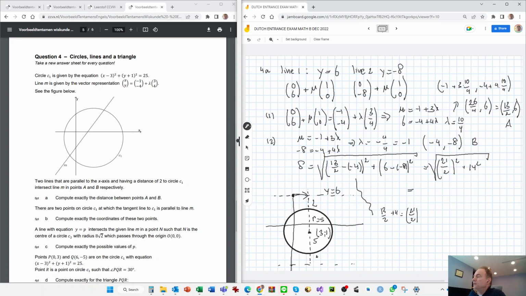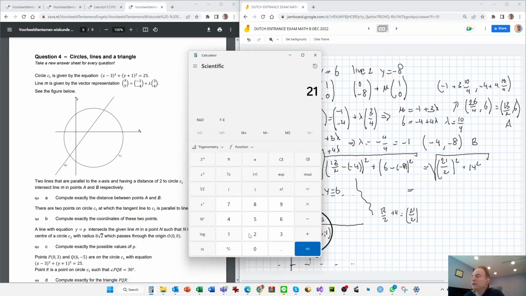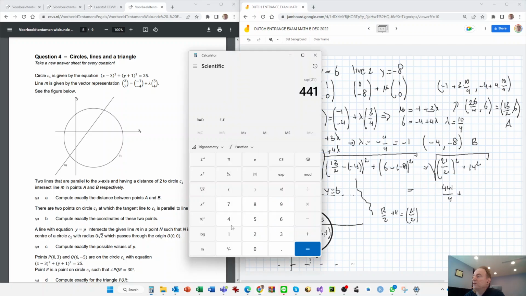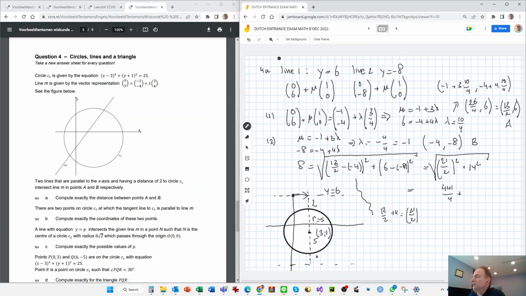So that is, okay, embarrassing, but just still plug it in. 21 squared, 441. 441 divided by 4 plus 196. Oops. Square root of this.